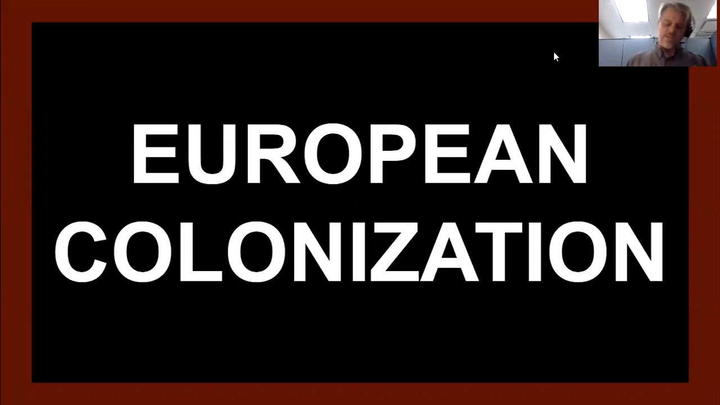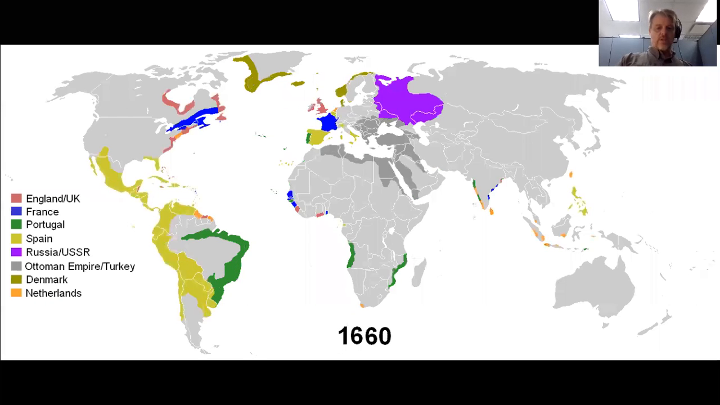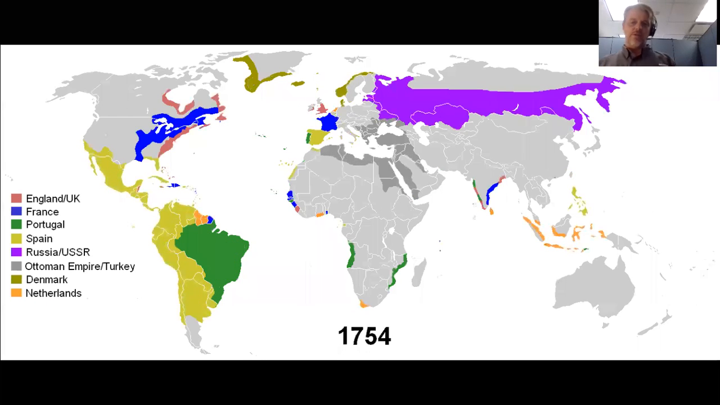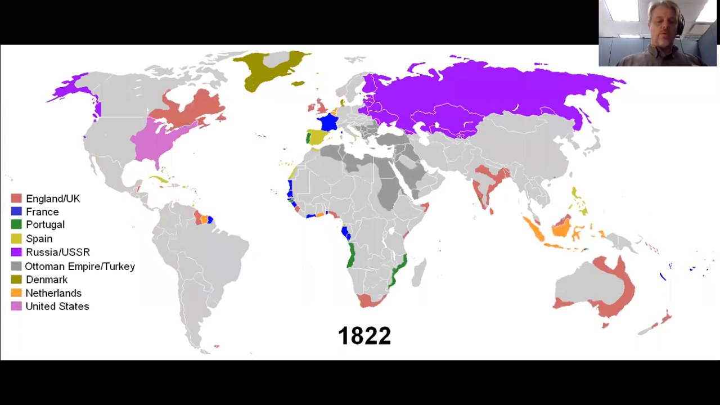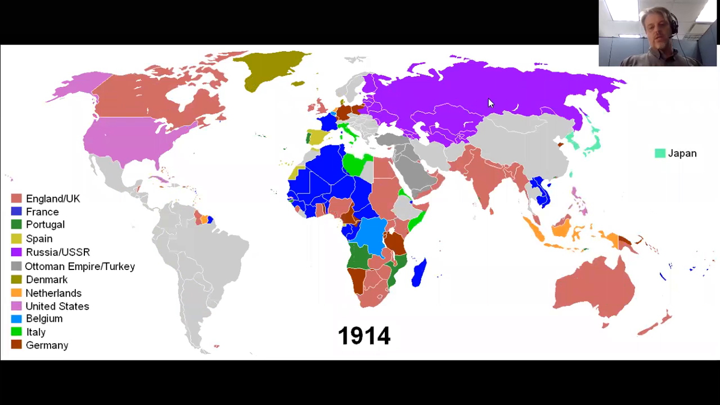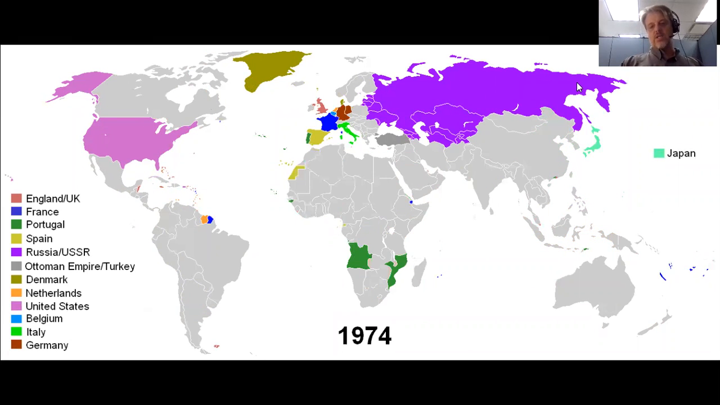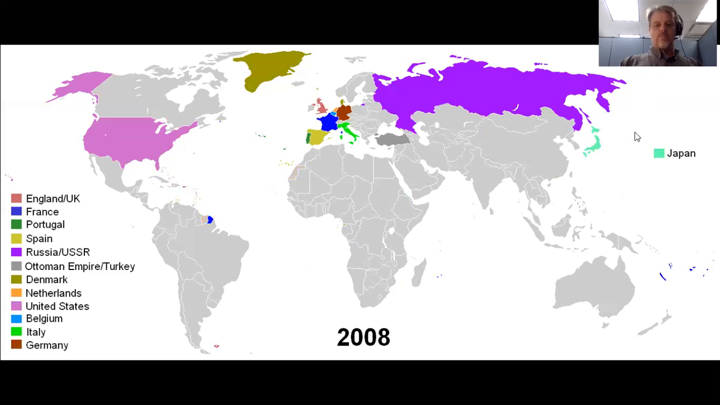All right, European colonization. As we go through this, we're going to look at the different ways the different European powers colonized, focusing mostly on North America. Here's an animation of the different European powers as they expanded throughout the world over time. You see this is the big Russian empire. They went across Asia into the Pacific.